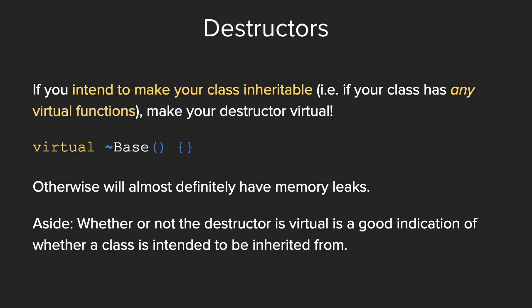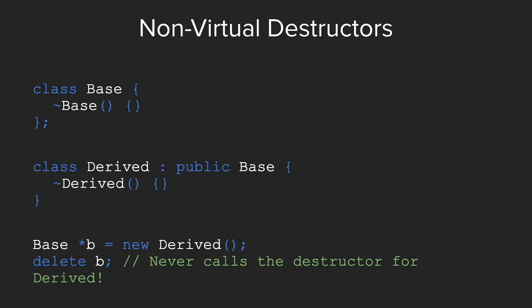In general, whether or not the destructor of a class is virtual is a good sign of whether it's intended to be inherited or not. So this is why that is the case. We have a base class, and we have a derived class that inherits from the base. And the problem is that, let's say a user wanted to create a pointer b of type base to a new derived object. This whole line is where inheritance gets tricky: how do you interpret differing inherited classes when you're working with different pointers and different objects?